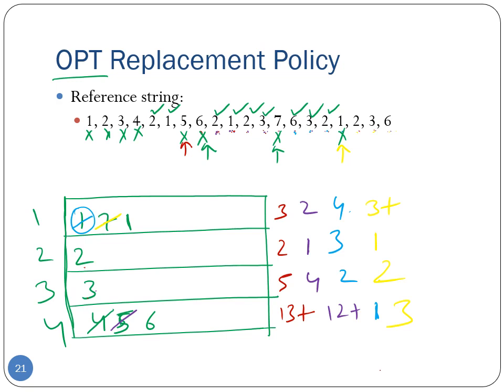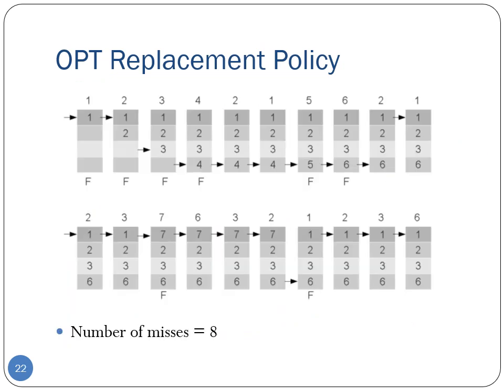Now next we access 2, which is present in the cache, so it's a hit. 3 is also present in the cache, it's a hit, and 6 is also present in the cache, so it's also a hit. So with optimal cache replacement policy, we had a total of 8 misses. The solution is also summarized over here.